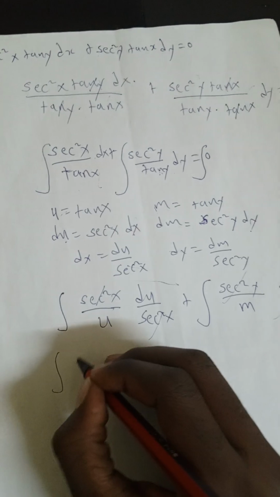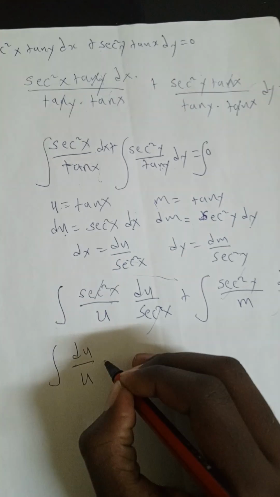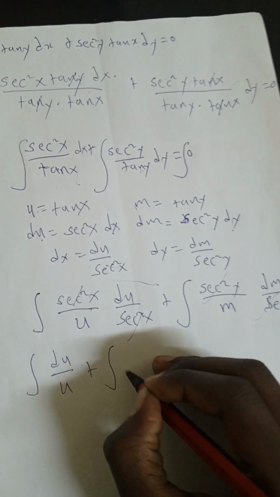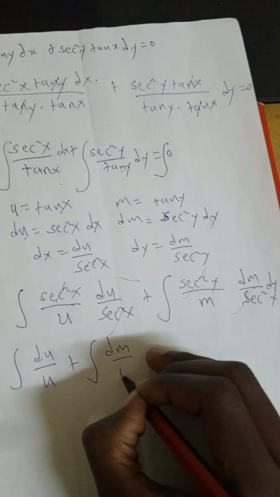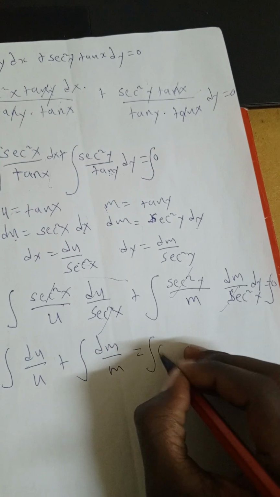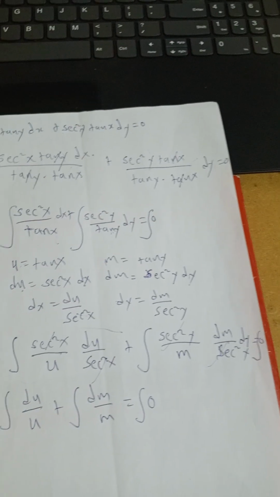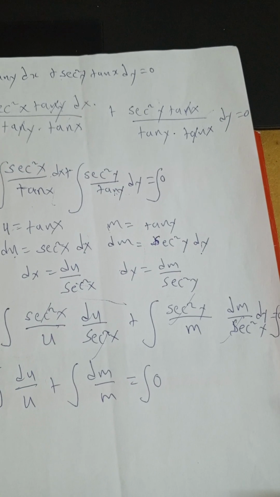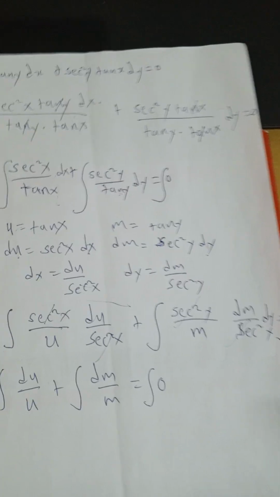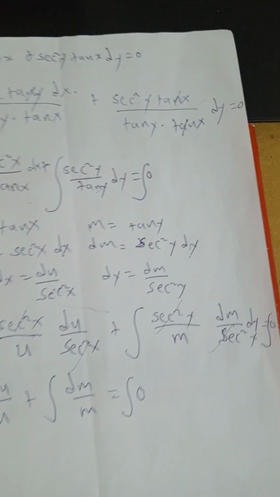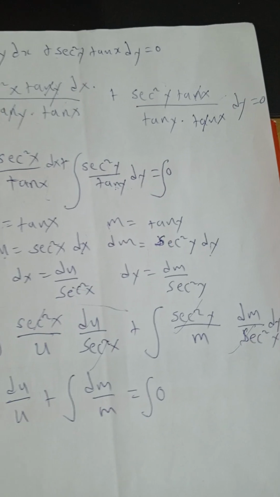Now, our equation is looking like this. This is now what we have as our equation, du over u plus dm over m equal to the integral of 0. We all know that the integral of 0 is a constant. We're going to get c. The integral of 1 is going to be a letter we are integrating with respect to. But since it's 0, it's going to give you a constant, which is just c.